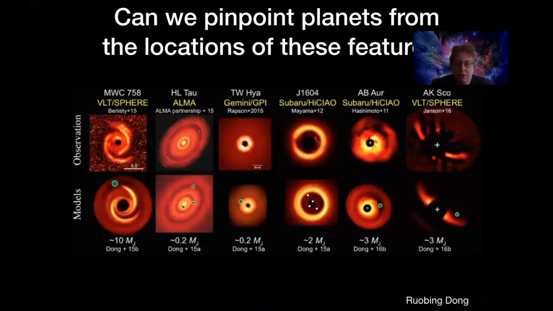This is very much an active area of research. And one of the things that we're trying to figure out is, do we really believe that all of these rings, these spirals, and these gaps are caused by planets? Or could they be caused by other things? And if they are caused by planets, what kind of planets could be doing this?